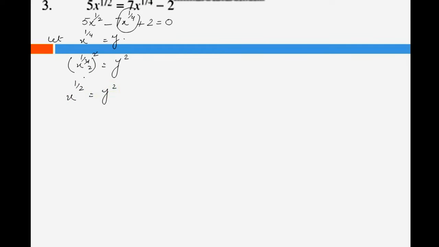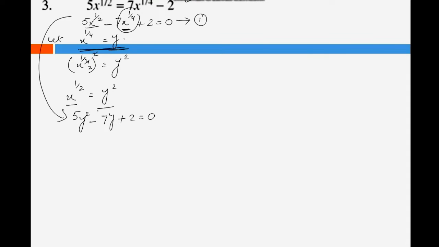Now let's substitute this in equation 1. Let's give it as y in equation 1. So equation 1 becomes 5y square minus 7 x raised to the power 1 upon 4, which is y, plus 2 is equal to 0. We have reduced this equation in standard quadratic form.